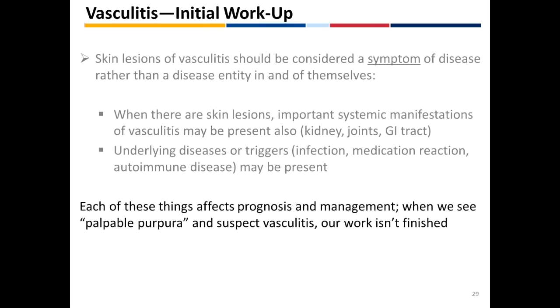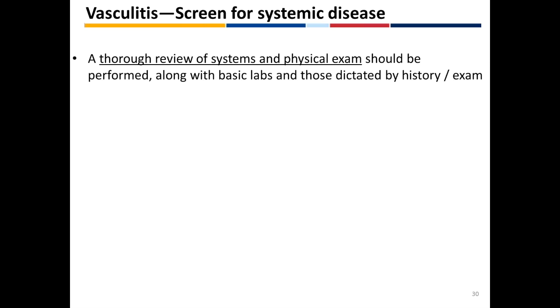And that's what we call our review of systems, and certainly the physical exam, taking a thorough look at everything, along with some basic labs and really any further lab workup that's dictated by an abnormal symptom. And importantly, vasculitis can be confined to the skin. There are many patients who just have vasculitis only in the skin, but systemic vasculitis, that is, involving other organ systems, and any underlying disease states or triggers need to be excluded in order to feel comfortable that really it's only in the skin.